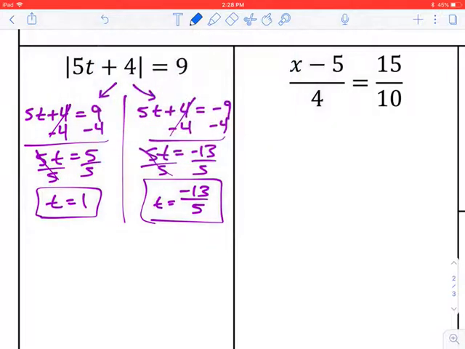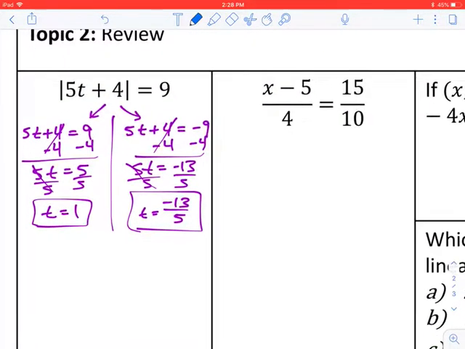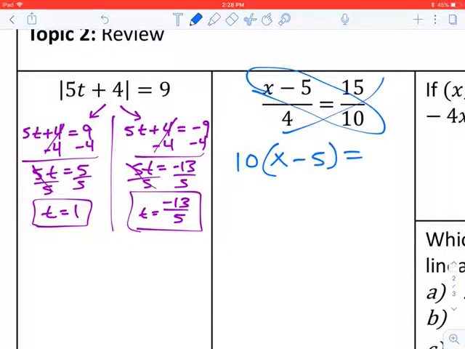Okay. So for this next one, it shouldn't be too much review because we literally just did this. If it's fraction equals fraction, I cross multiply. So 10 times x minus 5 equals 4 times 15, which is 60. So let's go ahead and solve.